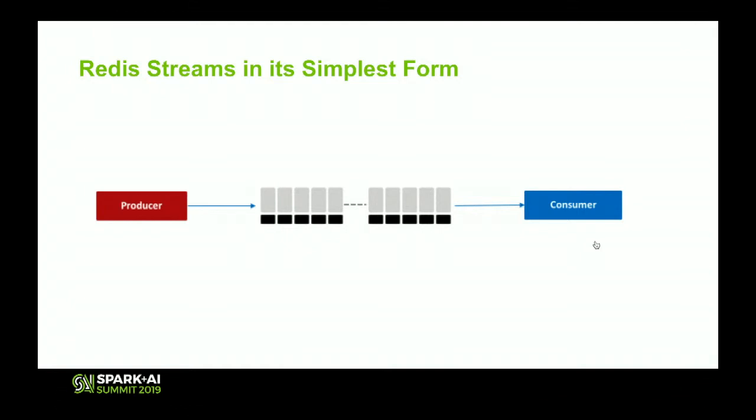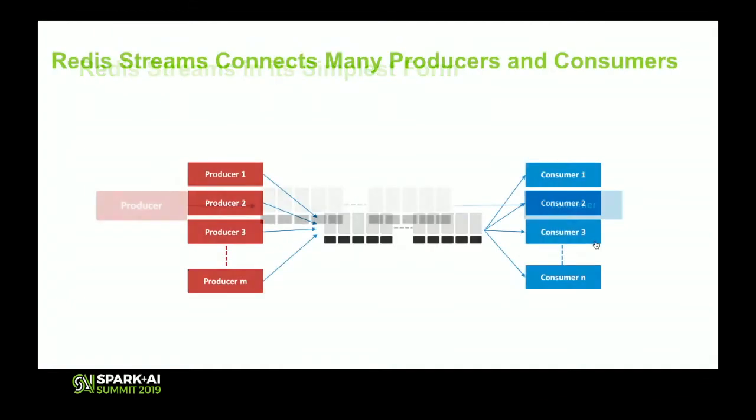From a very simple point of view, this is how Redis streams looks like. It is a data structure that connects a producer and a consumer. But in reality, you'll have more producers and more consumers, right? And it can scale. You can have 10,000 consumers or 10,000 producers. That's not a problem at all.